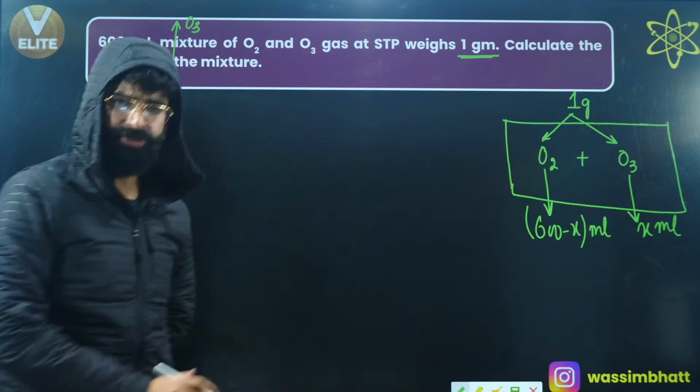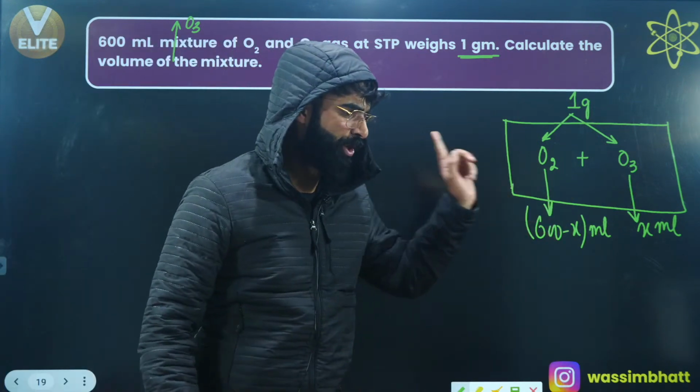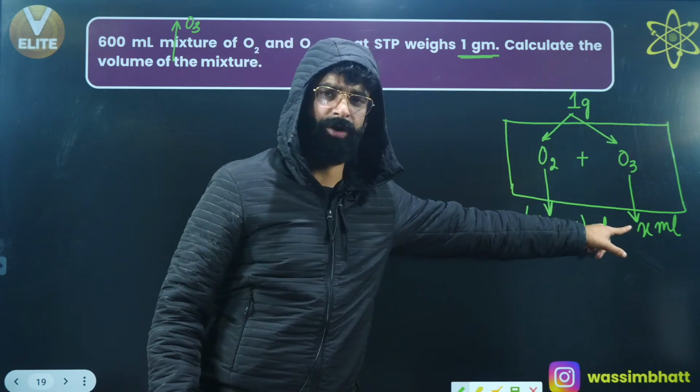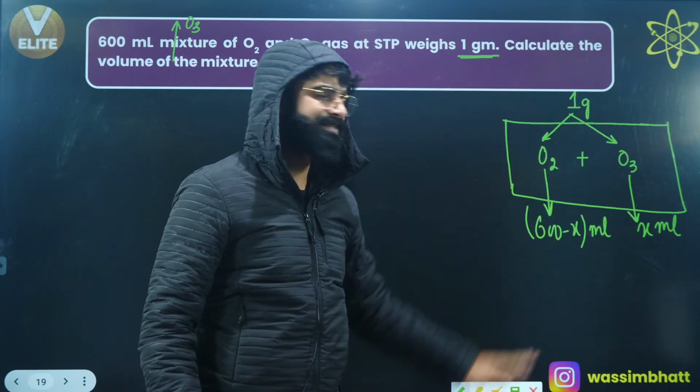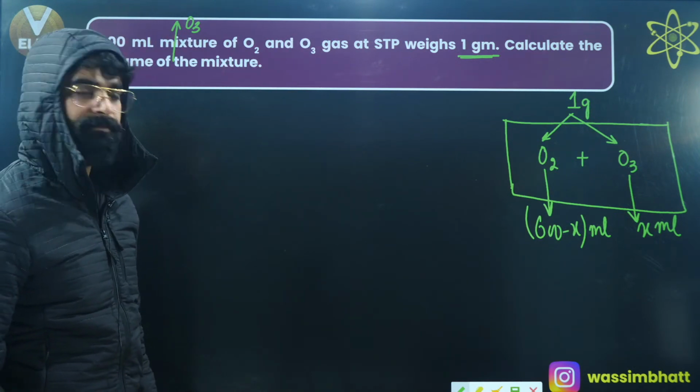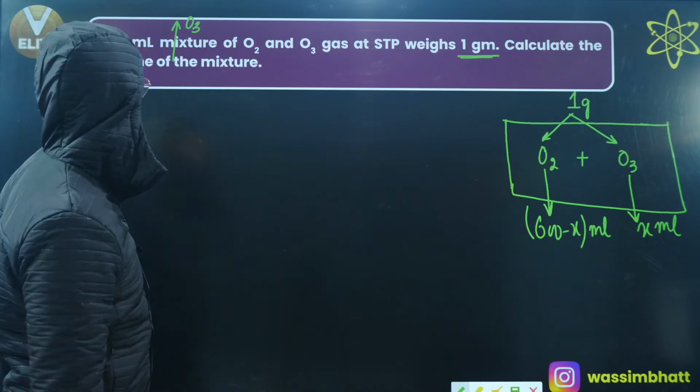Okay, I assumed 600 ml is the volume of the complete mixture. Out of 600 ml, let's assume there are some x ml of ozone and 600 minus x ml of O2 in this container, correct? Yes? Now have a look.